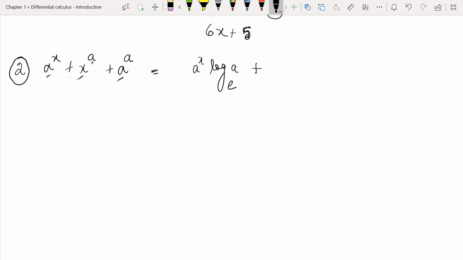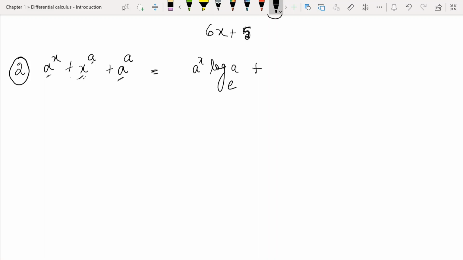These are all commonly used letters. A, B, C, K, M, N, these are all normally constants. X, Y, Z, these are normally variables. So normally they don't use any letters apart from these. So you can safely assume that a is a constant, x is a variable.